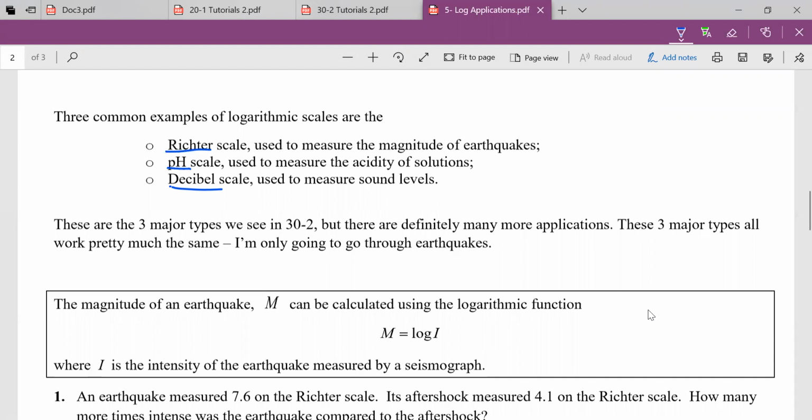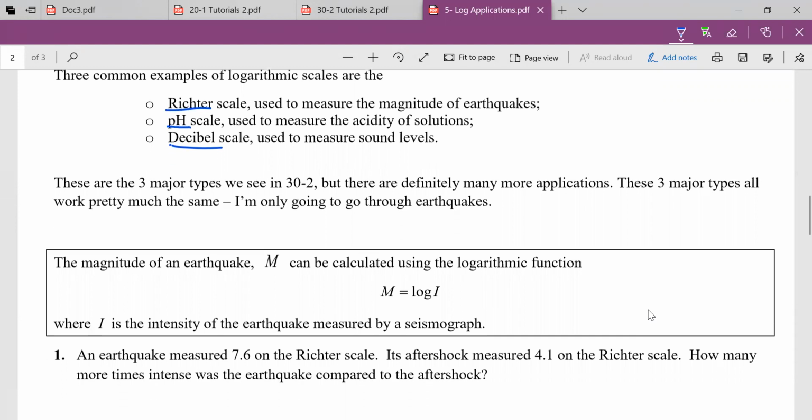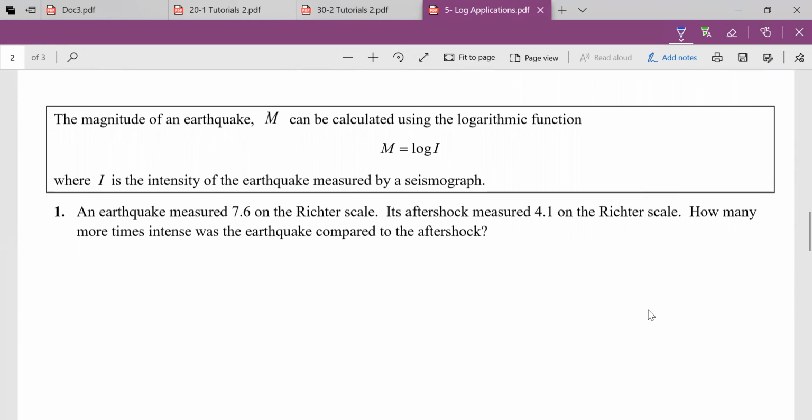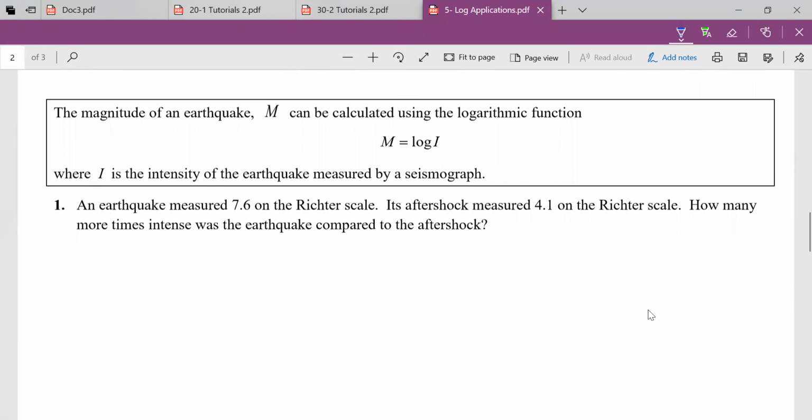I'm only going to go through earthquakes because really all three of these work pretty much the same. So if you can follow along with earthquakes, which is the most common that we get, then you're probably fine for the other two. So here's a question. This is how it would look written on a diploma. It says the magnitude of an earthquake, M, can be calculated using this formula where M is equal to log I, where I is the intensity. That's how strong it is measured by a seismograph.